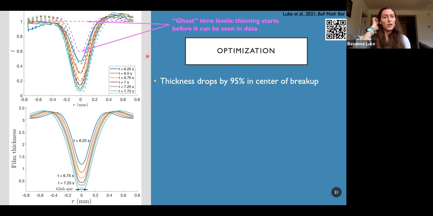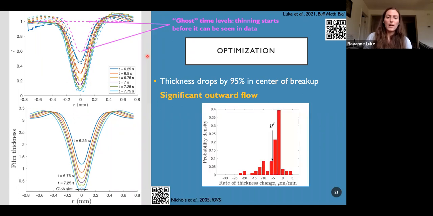So some takeaways are that this is pretty significant breakup because the tear film thickness drops almost to 0 in the center of breakup. Our fluid flow profiles show that there is significant outward flow. And if we compare our evaporation rate to thinning rates, these were taken experimentally, just targeting the center of the cornea, not necessarily looking for breakup. We see that our evaporation rate falls within this distribution.